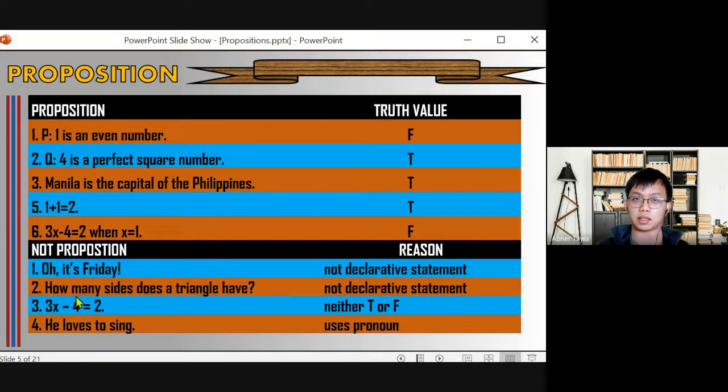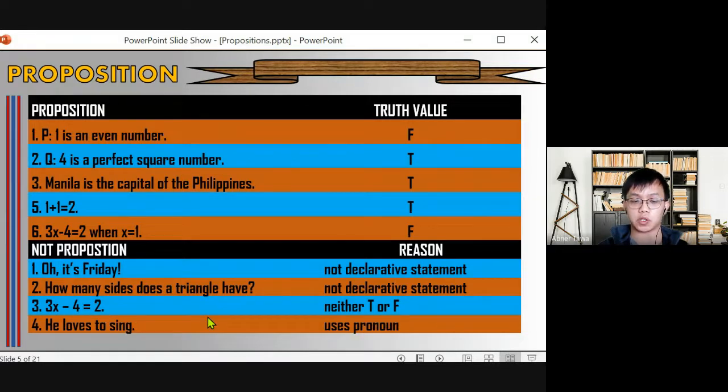We cannot say that it is true, not unless x has a given value, or we cannot say that it is false if x is not a given value. So you cannot identify the truth value of this declarative statement. Okay. So we also have here another declarative statement, but we cannot identify if it is true or false.